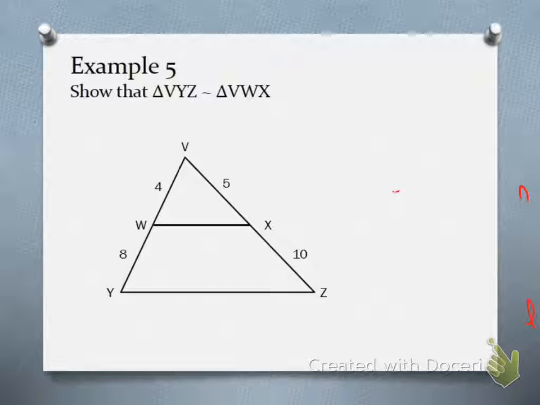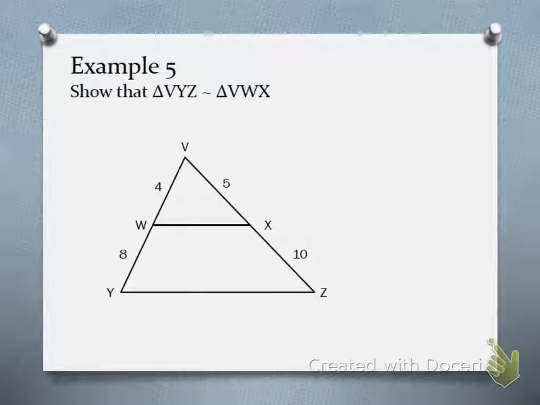So let's keep it going with example 5. We are asked to show that these 2 triangles are similar to each other. Triangle VYZ, so that's the large triangle, and also triangle VWX, the smaller triangle inside of it. Now, on other problems like this, sometimes we had sides being marked as parallel, but we don't have that here, so we cannot assume it. At least not yet. We'll learn something else next week about that. Okay, so we cannot assume anything about having parallel sides.